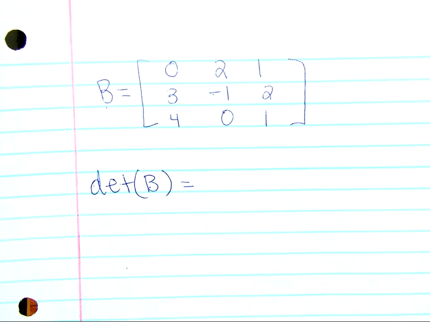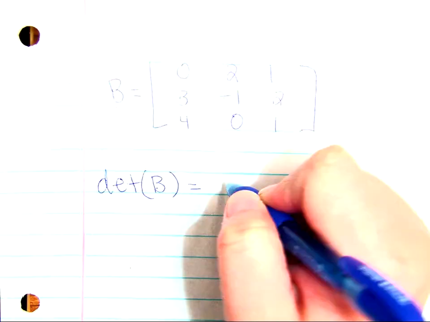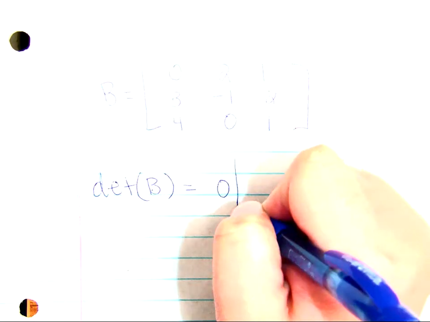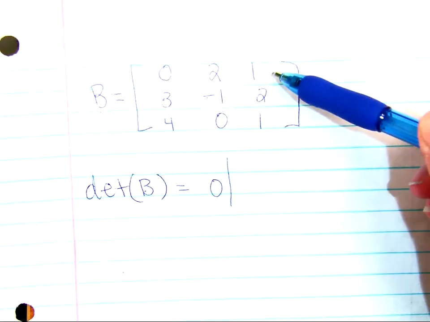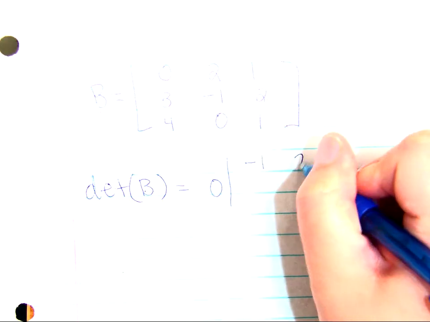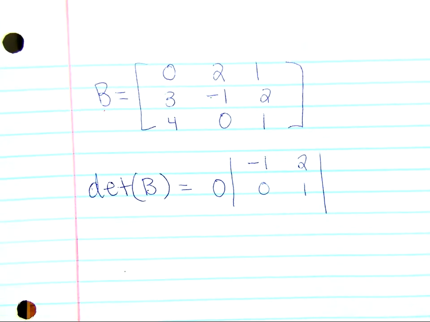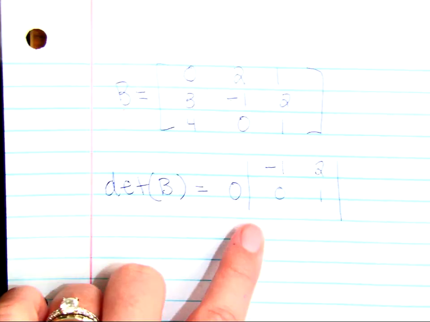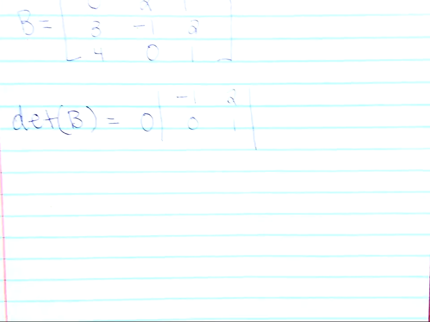So the determinant of B. Again, I'm going to start with this first row. So it's going to be 0 times, if I cross off this row and this column, I would have negative 1, 2, 0, and 1 left over. Well, it doesn't really matter what this is because I'm going to multiply it by 0. So that's going to become 0.